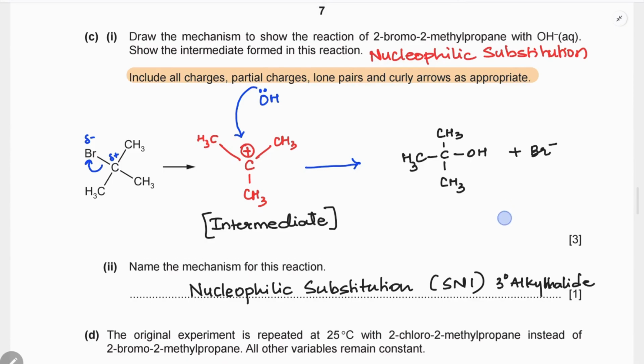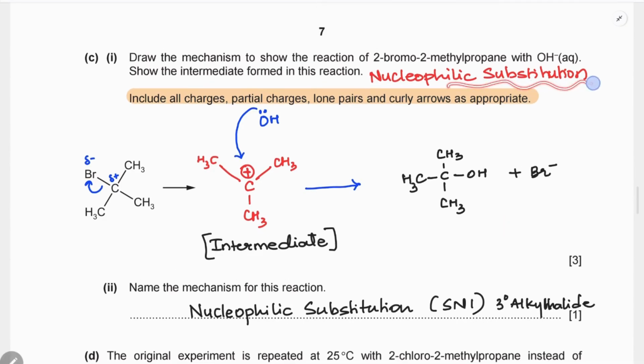Name the mechanism. As I told you, it's going to be a nucleophilic substitution. Okay, quite easy. And we can also say that it's going to be an SN1 reaction, because OH can come from this side or maybe from this side. Okay, from any side it can come and attack, and it is a tertiary alkyl halide.